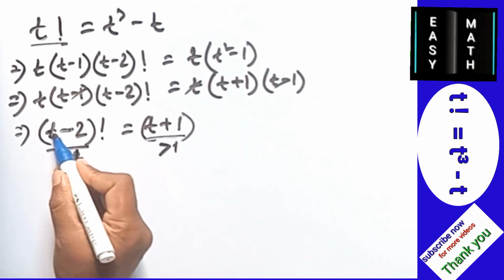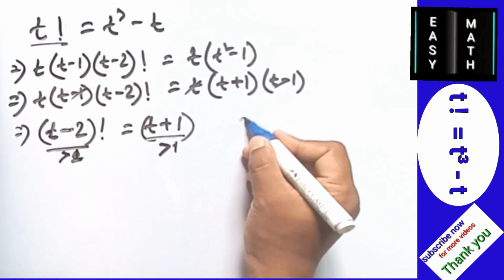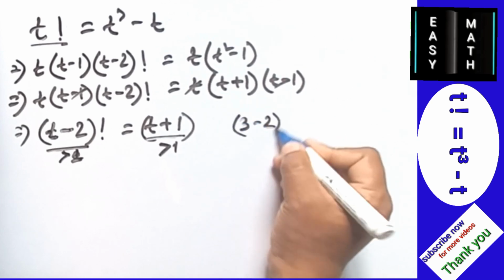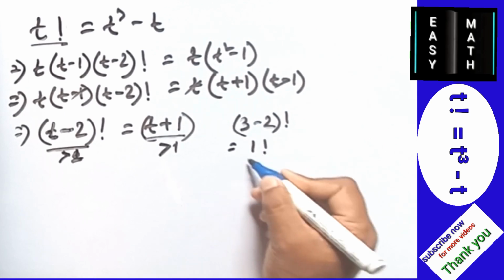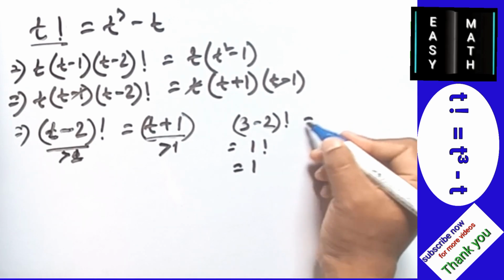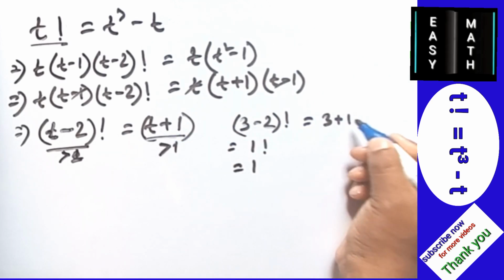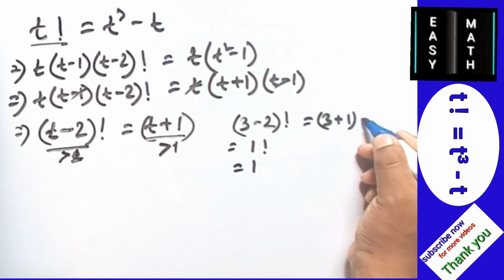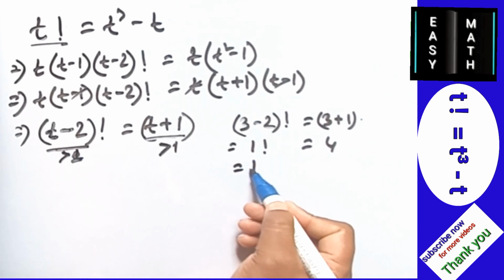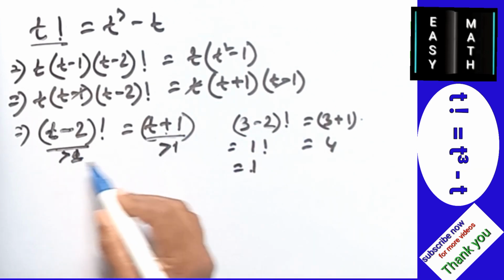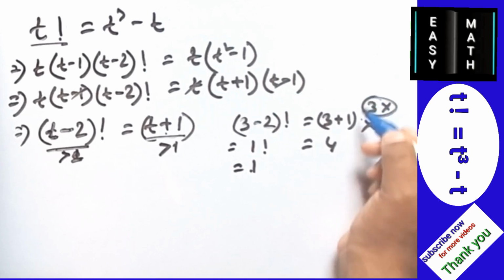So now if t value is greater than 2, you can write t value is 3, so 3 minus 2 is equal to 1, so this side is 1, and this side, t value is 3 plus 1, so t value is 4, and this side is 1 and this side is 4, so not possible, so t value 3 is not possible.